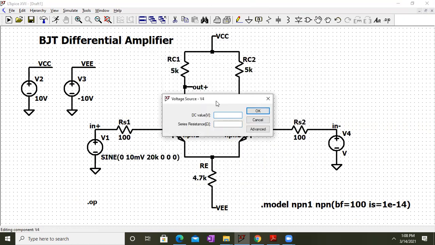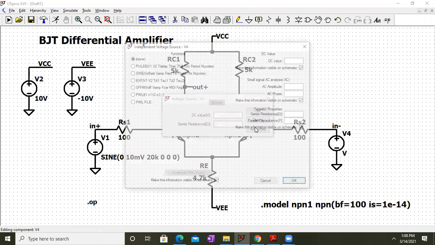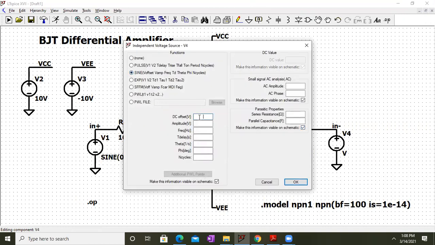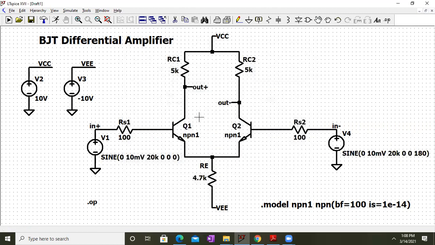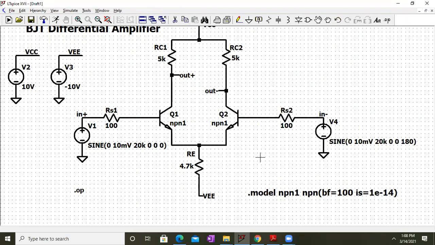Now for the second differential input, again go to advanced, again go to sine. DC offset is 0, again the amplitude is 10 millivolt, frequency is the same 20 kilohertz, but it should be out of phase with the V1 source. So here the phase shift is 180 degrees. That means both the inputs are differential, since they are out of phase by 180 degrees. Fine. Now, the dot model statement is already defined with us.